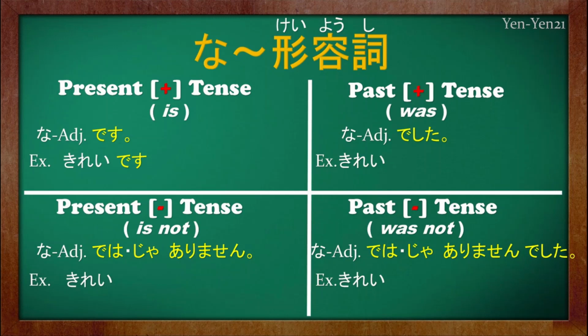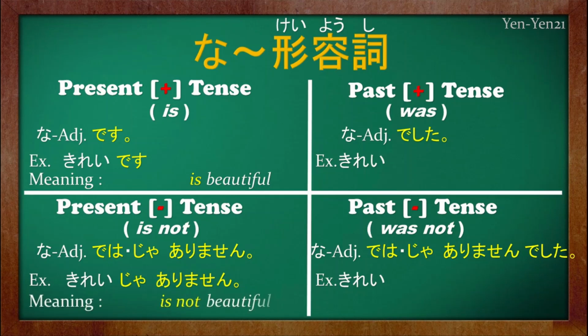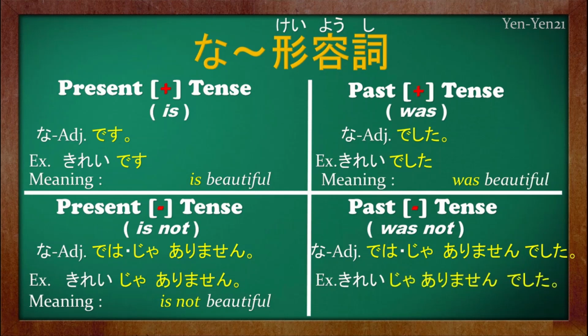綺麗です. That means, is beautiful. 綺麗じゃありません. That means, is not beautiful. 綺麗でした. That means, was beautiful. 綺麗じゃありませんでした. That means, was not beautiful.